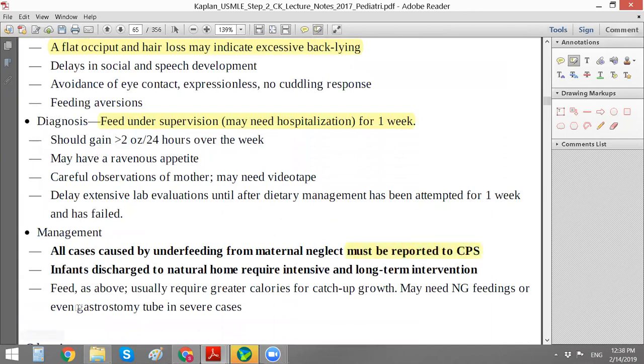And then we have the infant discharged to the natural home, which requires intensive and long-term intervention. Feed as above; usually requires greater calories for catch-up growth. May need NG feedings or even gastrostomy in severe cases.